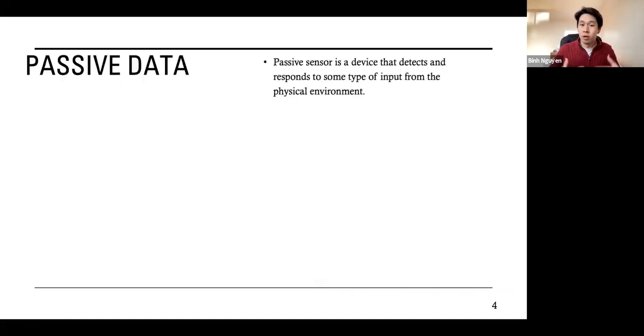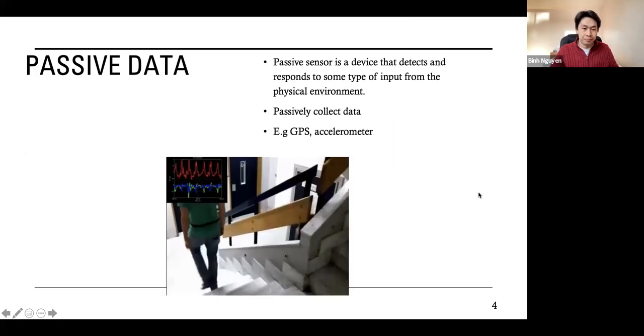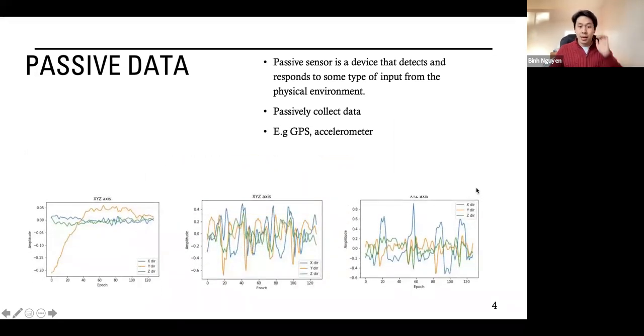So let's go a little further into passive data. A passive sensor is a device that detects and responds to some type of input from the physical environment, also known as passively collecting data. Examples include GPS and accelerometer. I took the example of what we're going to be working on, as well as my previous work. This would be considered the accelerometer during activities.